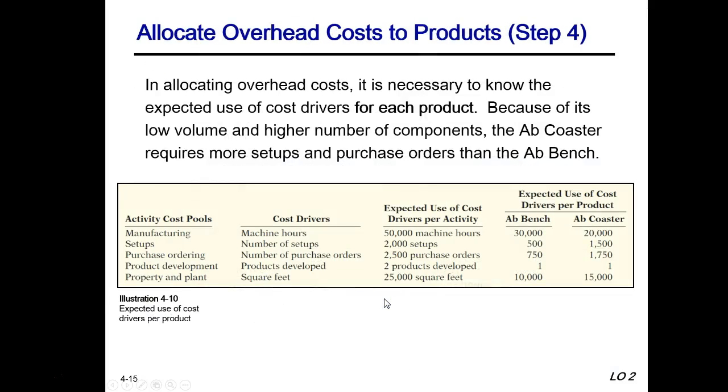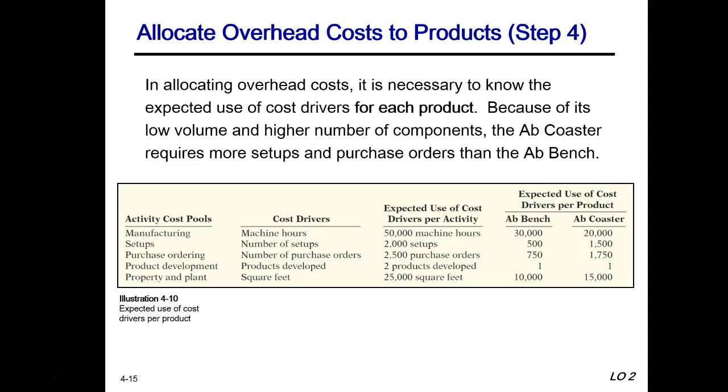In allocating overhead cost, it's important to know the expected use of the drivers for each product. Because of its low volume and the high number of components, the coaster requires more setups and purchase orders than the AB bench. So as you see here, the coaster, we've got 20,000 per the product. The AB bench, we've got 30,000 in cost per the product.